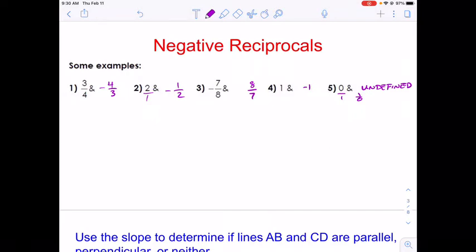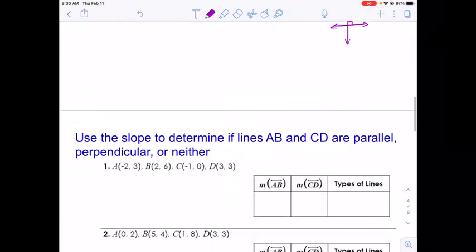in order to be perpendicular. And if you have a 0 slope, that means it's a horizontal line. And an undefined slope is a vertical line, which means that every horizontal and vertical line are perpendicular to one another. Forms that right angle.